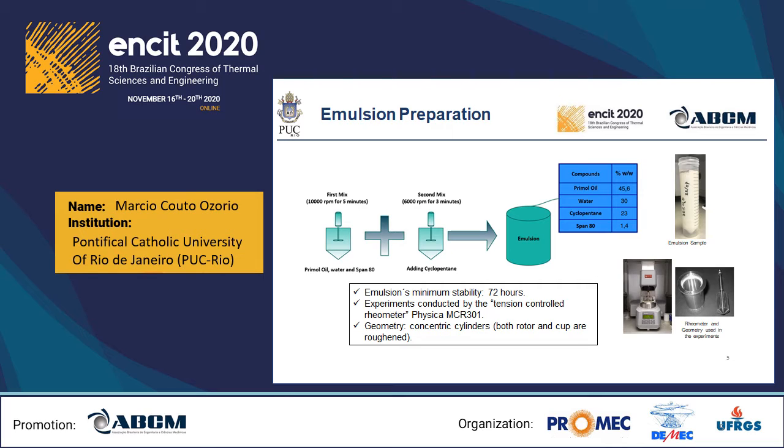CP is added after the first mix because it's very volatile and we want to reduce the mass loss. I'm using 30% weight of water, 23% of CP, and 1.4% of surfactant. The rest is composed by the model oil.